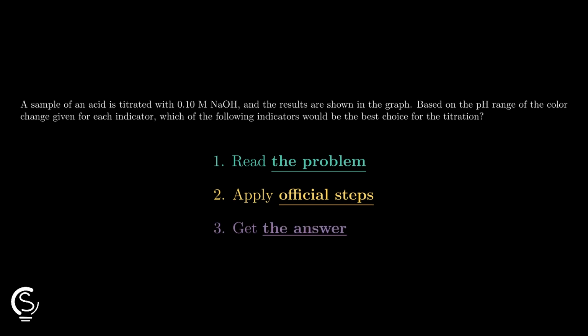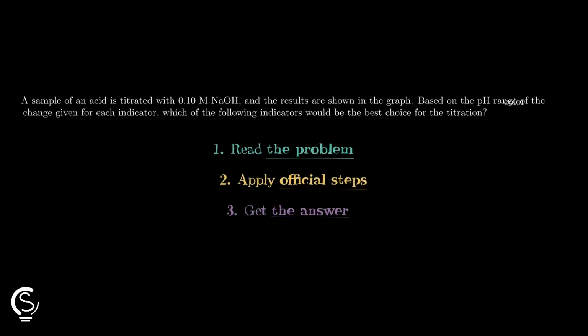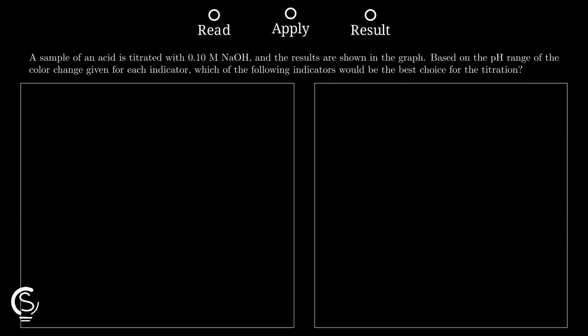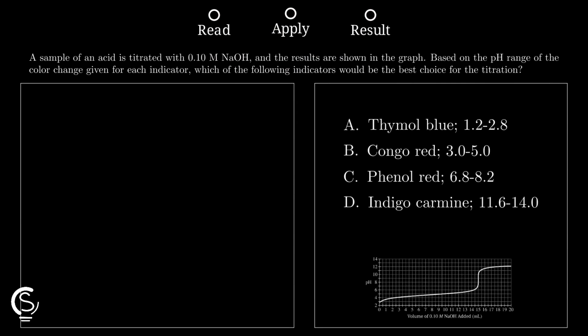Titration curves can look intimidating, but finding the right indicator is actually super fast once you locate the equivalence point on the graph. Let's solve this together. First, look closely at the titration curve to find the vertical section where the pH rises sharply. This steep part represents the equivalence point where the acid is neutralized.